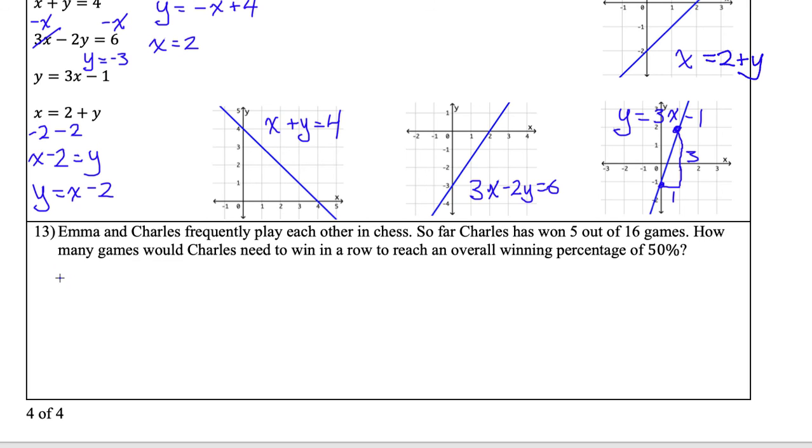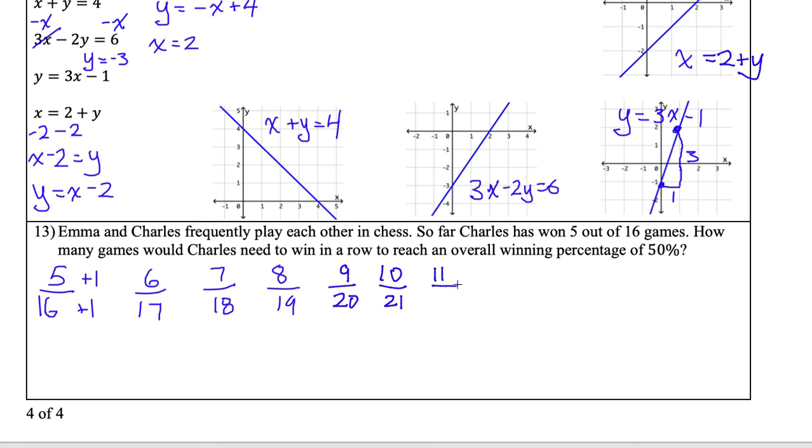So if I win another one, I have 5/16. I'm trying to get something that simplifies to 1/2. So if I add 1 plus 1 plus 1, because you won a game, but you're also adding on to the total number of games, that would be 6 out of 17. And then I add on again, so that would be 7 out of 18. Add on again, 8 out of 19. Still not halfway, because this times 2 should be the bottom number. We're almost there. You keep going, 9 out of 20, 10 out of 21, and finally 11 out of 22. Because 11 times 2 is 22, this fraction right here, I can circle this one, reduces to 1/2, which is 50%.